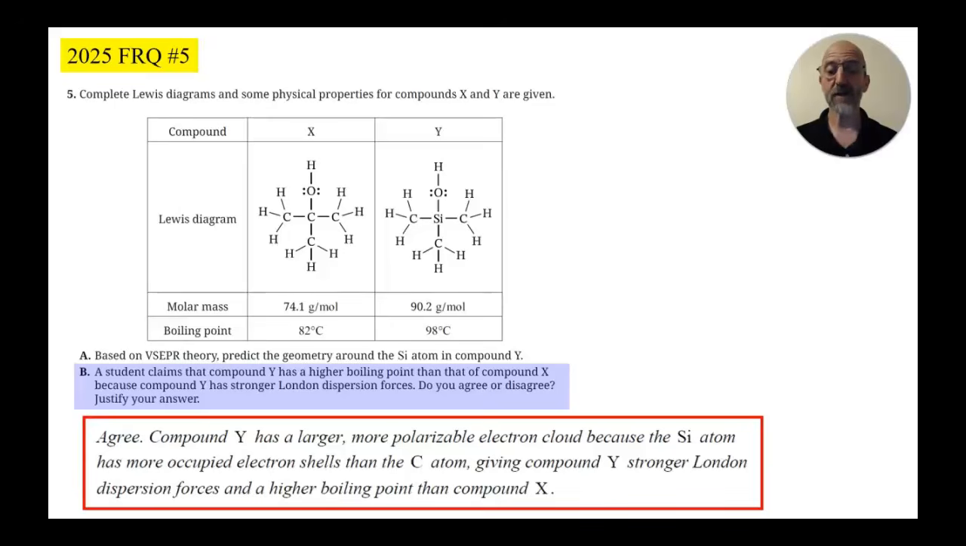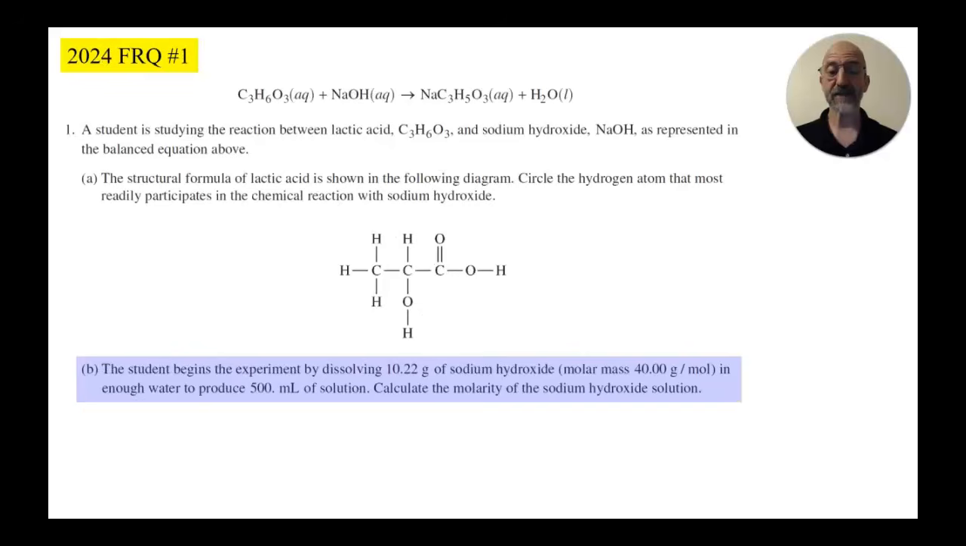So again, stronger London dispersion forces was already stated in the claim. More electrons is not enough. More polarizable electron cloud. All right, let's go ahead and take a look at our next question.